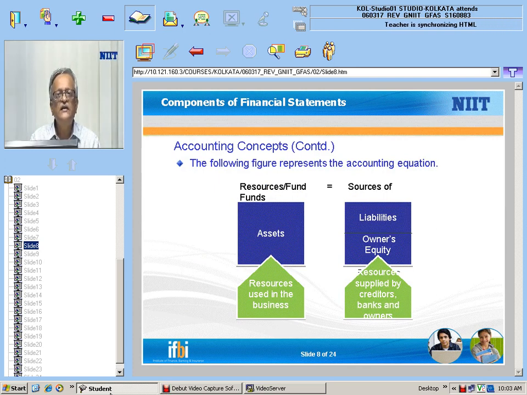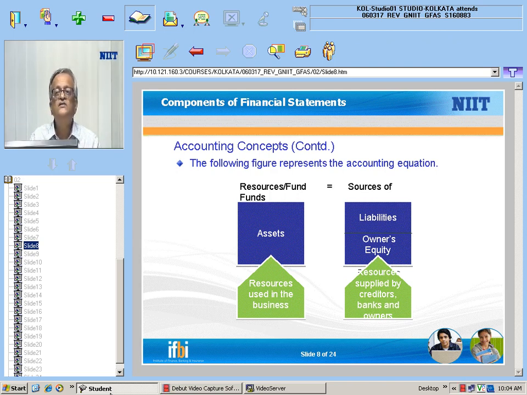That means the asset side is equal to the liabilities plus the owner's equity. Liabilities plus owner's equity is known as the source of funds, and assets are the use of funds. From where have the funds come? Funds have come either from the owner or from the banks or from the creditors. Who is a creditor? Creditor means someone who has given a loan. And the person who has taken the loan is called the debtor.